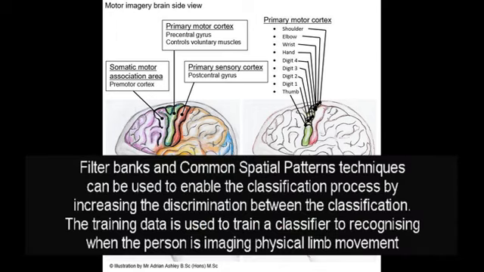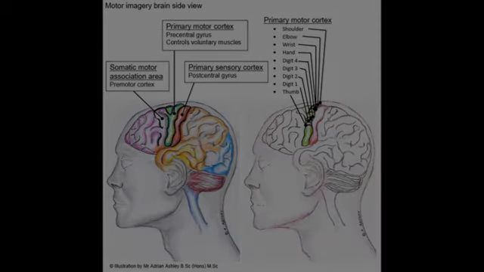Filter banks and common spatial patterns techniques can be used to enable the classification process by increasing the discrimination between the classifications. The training data is used to train a classifier to recognize when the person is imagining physical limb movement.